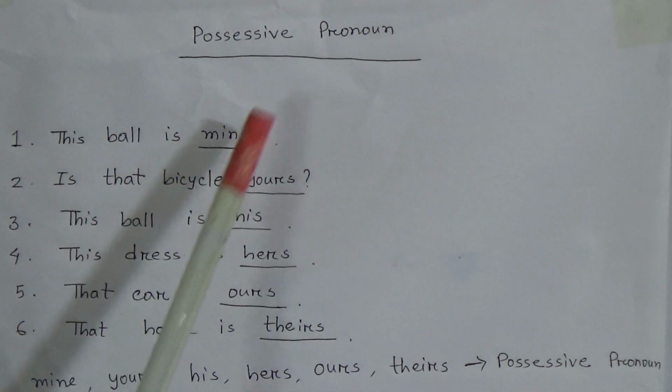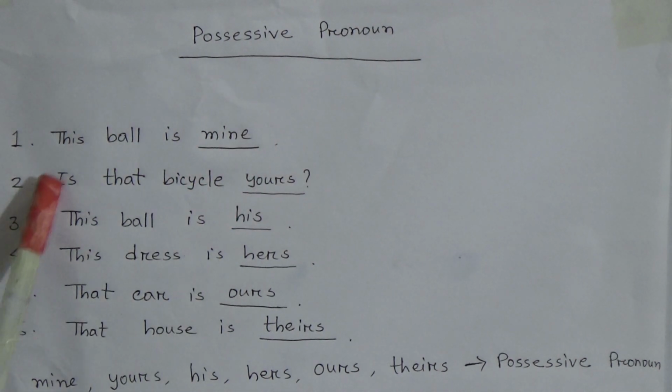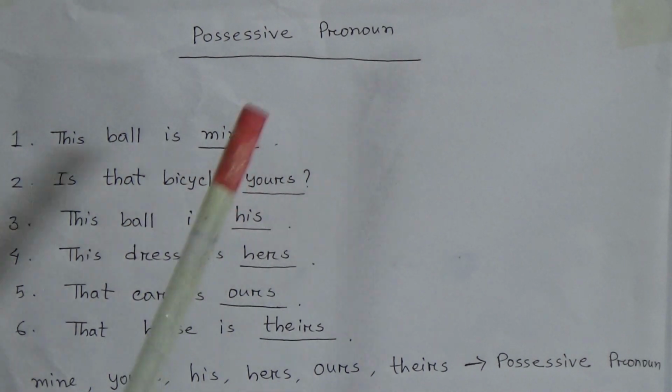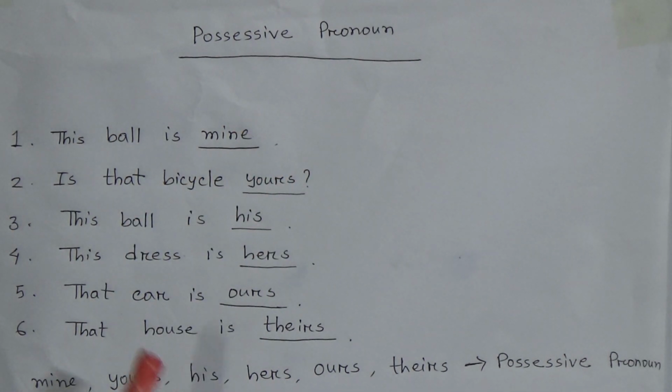Look, this ball is mine. Whose ball is this? This ball is mine. Okay, so what is possessive pronoun? So we have learned that possessive pronouns are used to show that something belongs to someone. And listen dear students, these possessive pronouns are never placed before nouns.